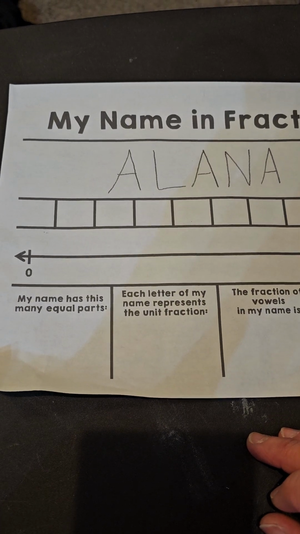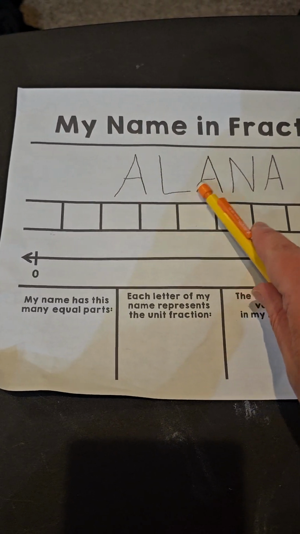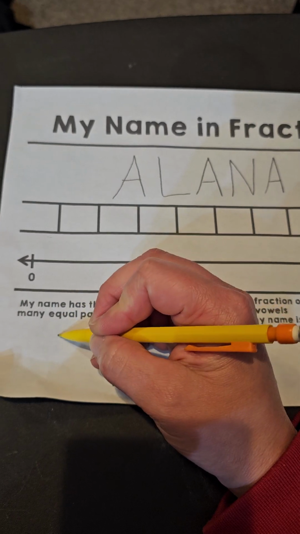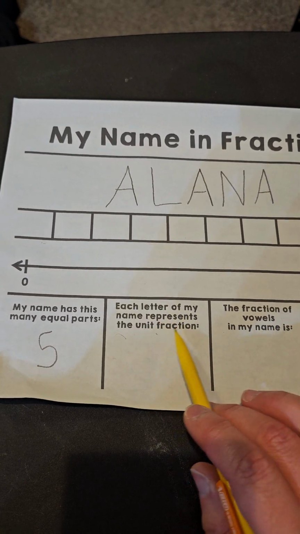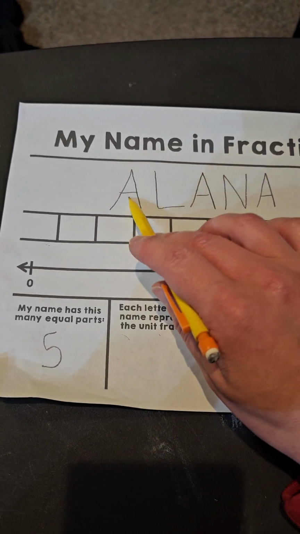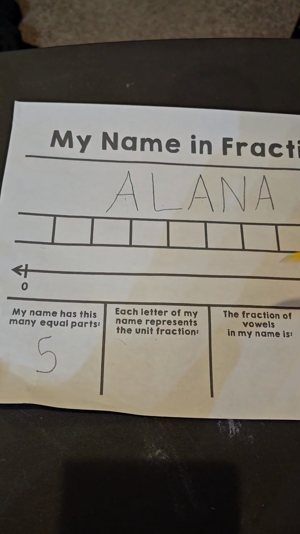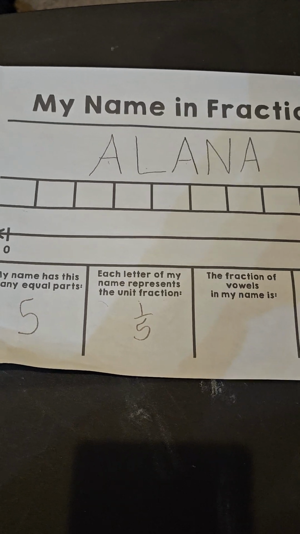My name has this many equal parts. Well, just count the letters. You'll have 6. I have 5. Each letter of my name represents the unit fraction. So each letter represents 1/5. Remember we talked about unit fractions just a tiny bit.